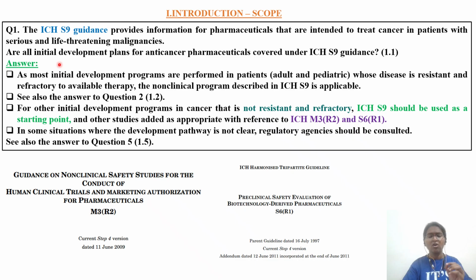For that type of patient treatment, this particular guideline is applicable. The next question: are all initial development plans for anti-cancer pharmaceuticals covered under ICH S9? One person raised this question, asking whether all initial development plans need to follow only ICH S9. The regulatory agency's answer is, as most initial development programs are performed in patients, unlike M3 or other types of guidelines, where healthy volunteers are used.